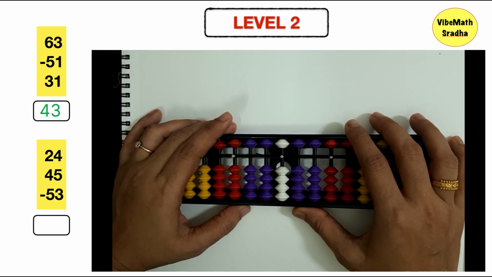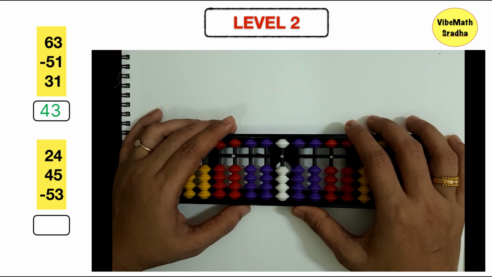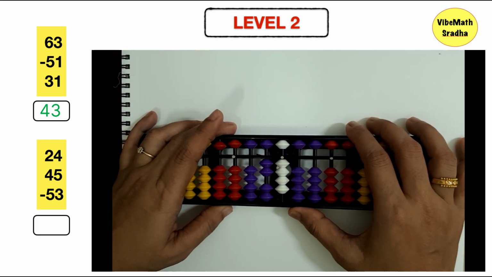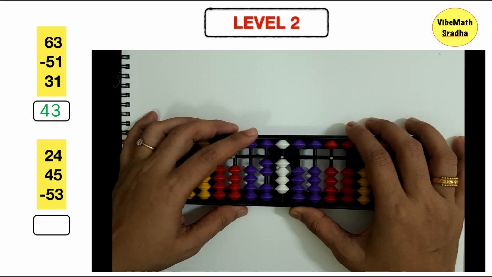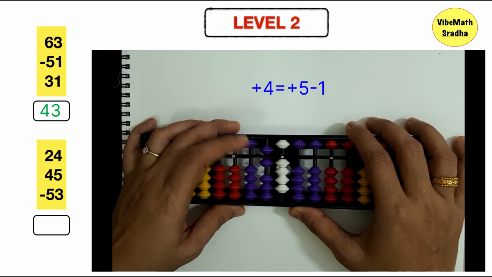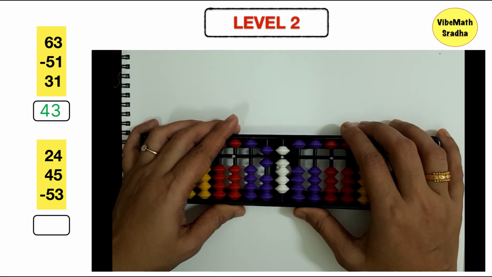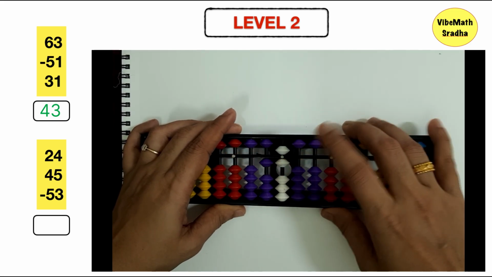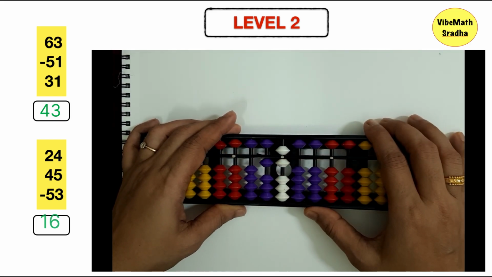The last example here is 24 plus 45 minus 53. 24 plus 45, plus 4 is plus 5 minus 1, plus 5. Then minus 53, minus 50 minus 3. So, answer here is 16.